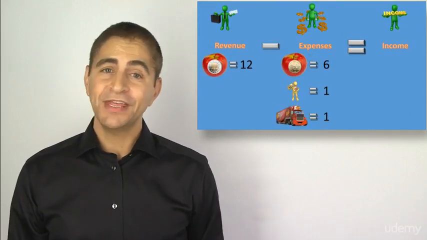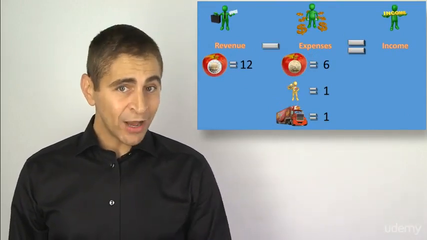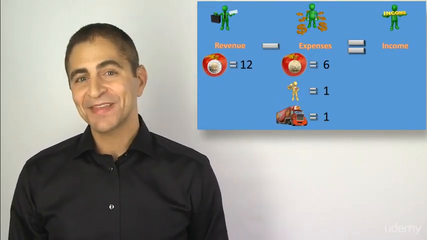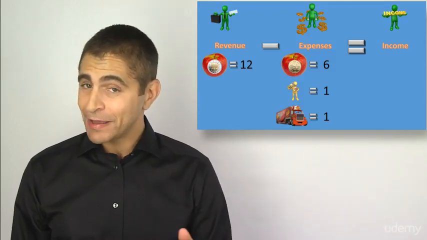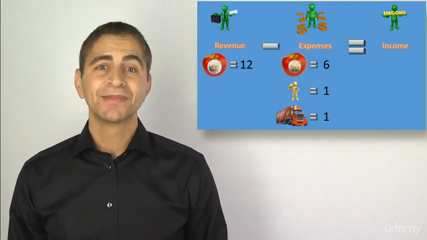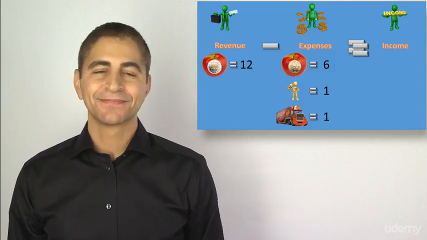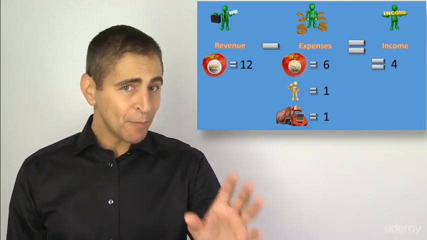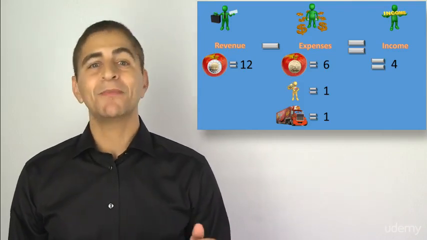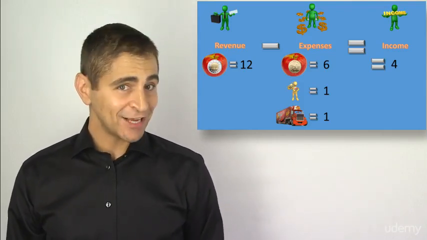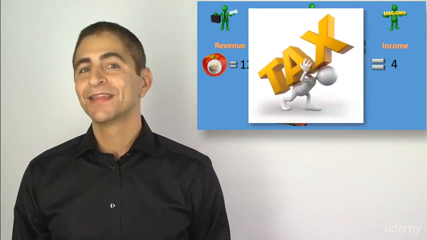And it's a beautiful thing because what we're going to do now is calculate taxes. And we're going to pay a little bit less tax. If we didn't depreciate this truck, we'd pay more tax, right? Okay. So what is our tax going to be? Well, our pre-tax net income is $4. 12 minus 6 minus 1 minus 1. $4. We're going to get taxed on that $4 now, okay?